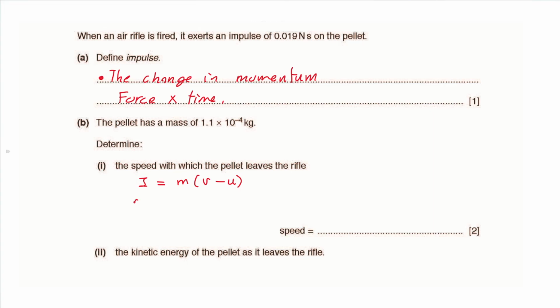And we have the impulse 0.019, and we have the mass 1.1 times 10 to the power of negative 4. The final velocity is the required, and the initial velocity was 0. So we divide on the left side by 1.1 times 10 to the power of negative 4 to get the speed. The speed is equal to 172.7272 recurring. So we can approximate that to 173 meters per second, or 170 meters per second.